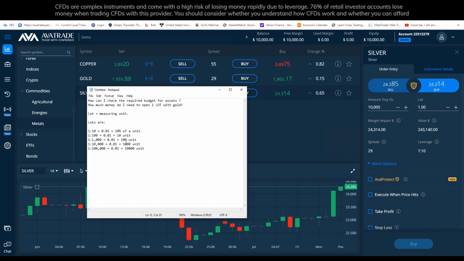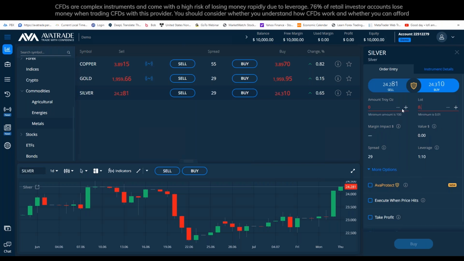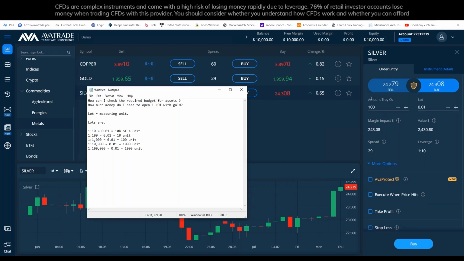So it's supposed to be this way, and that's supposed to be that way. There we go. That's 100, because that's a percent of 10,000. That's a percent. Gold, as an example, and crude oil. Let me show it to you.